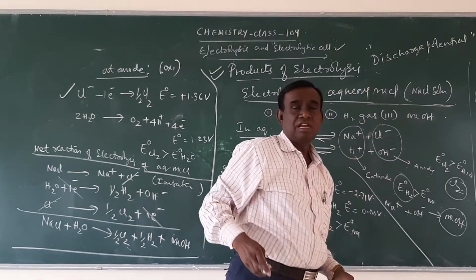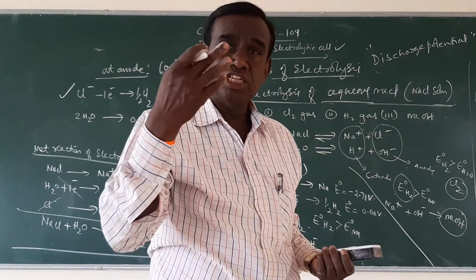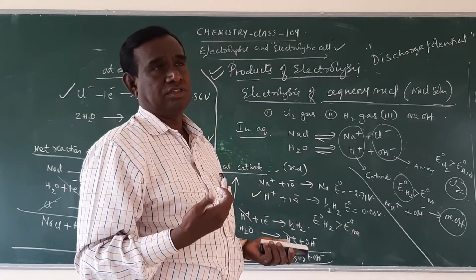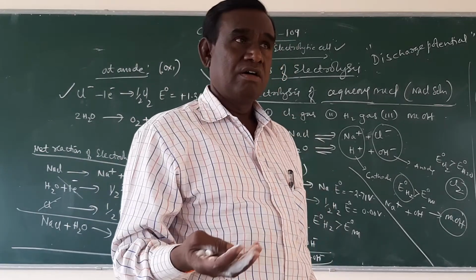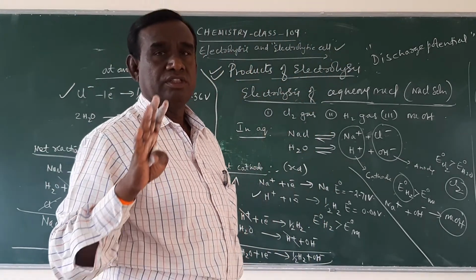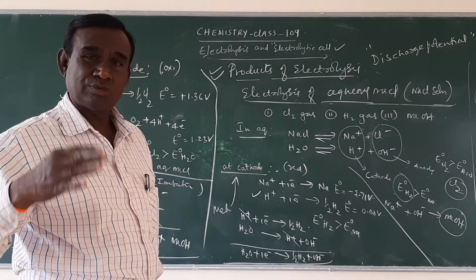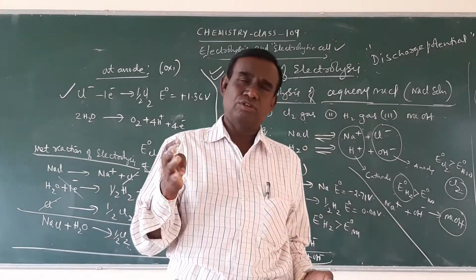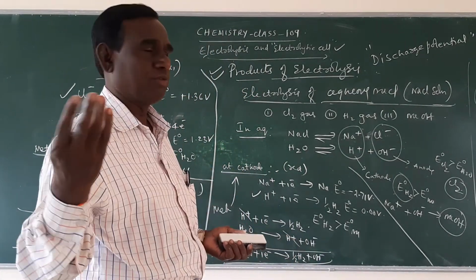What is discharge potential? It is the potential required for the elements to be discharged at their respective electrodes. This is the potential at which the elements are discharged at their electrodes, not metals, but elements discharged at their respective electrodes.